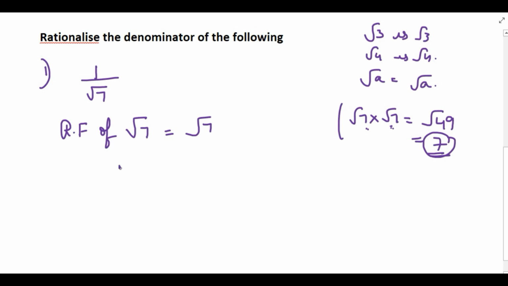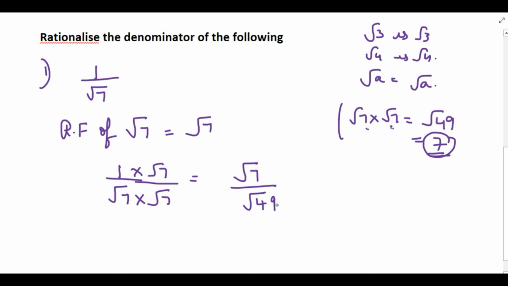Now what I am going to do is multiply the numerator and the denominator by this rationalizing factor. Which is equal to 1 into root 7 is root 7. Root 7 into root 7 is root 49, which is equal to root 7 by 7. So in the denominator we don't have any root. This is how you rationalize the denominator.